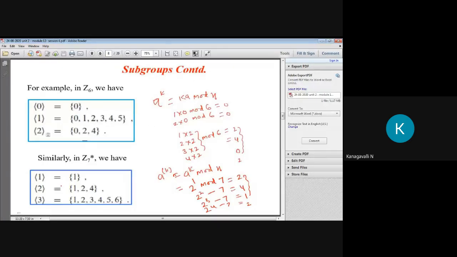Then I am moving to the next element, 2. Our given data 0, 1, 2, 3, 4, 5 is the group, right? So 0 into 2 mod 6, the remainder is 0. Then take the value 1. 1 into 2 mod 6. What is your remainder? 2, right? 2 into 2, what is the value? 4. Then you have to take mod 6. What is the remainder? 4. 3 into 2 is 6. 6 mod 6, your remainder is 0, right?